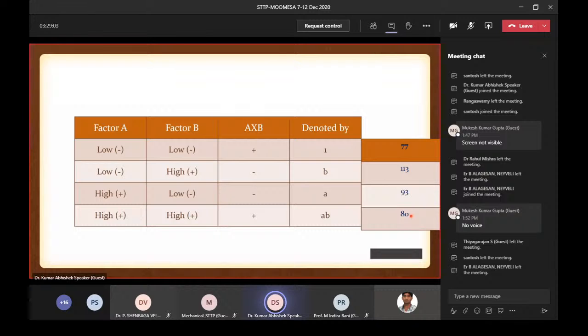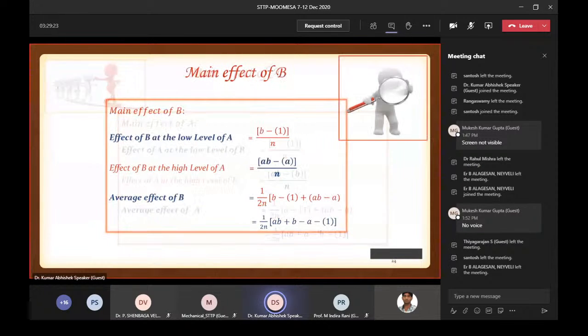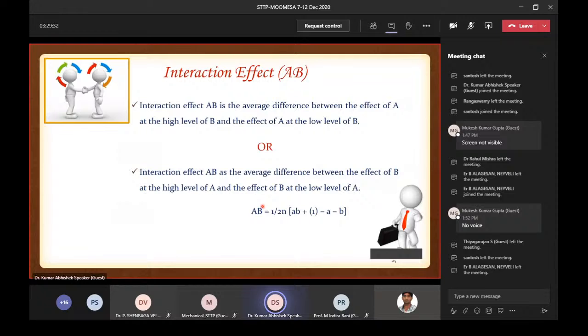So the average effect is when B is at the high level minus when B is at the low level, that is 113 plus 80 minus 93 or 77. So this is called the effect of B also, and n is the replicate. If you have taken 2 replicates, then n is 2.